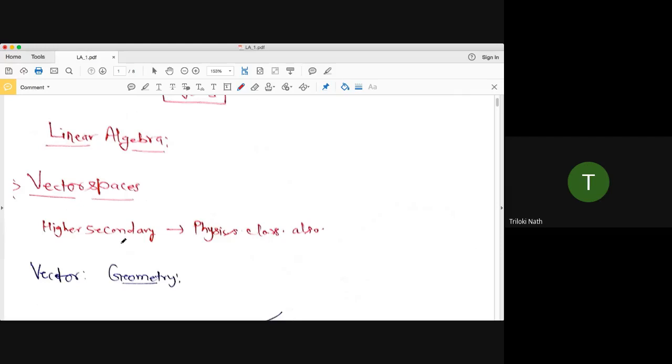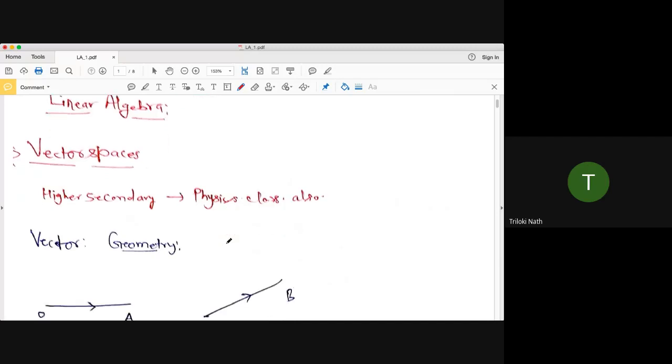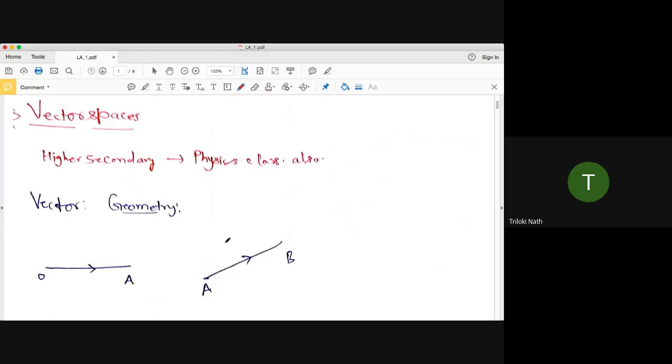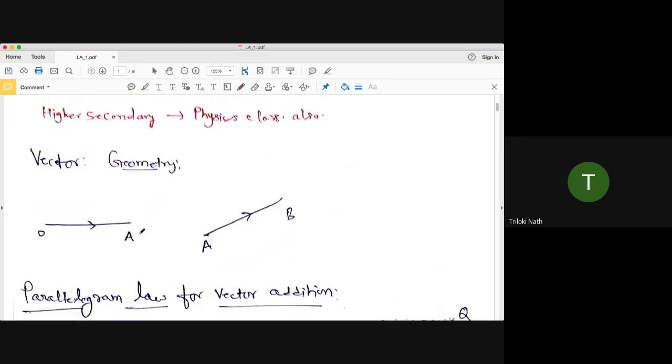You have studied in your higher secondary classes, like intermediate, 12th class, at least in physics class, right? You might have heard about the vector quantity, scalar quantity and vector quantity in physics. So what is a vector quantity? A physical quantity which has both things, that is magnitude as well as direction.